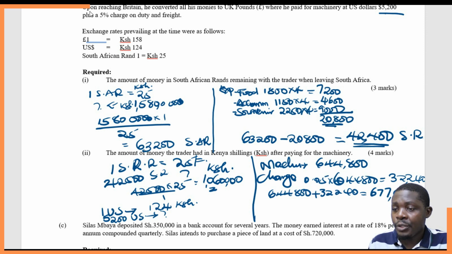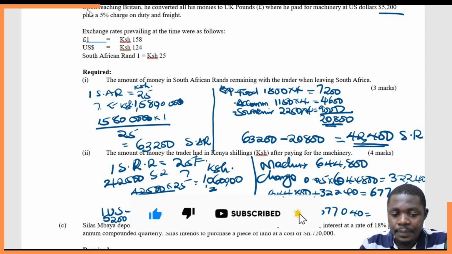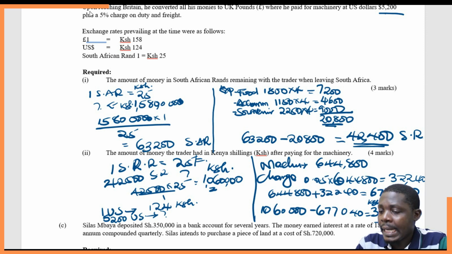That was 677,040. And the question, we are told the amount of money the trader had in Kenya shillings after paying for this particular machinery. Now in that case we are just taking 1,060,000 minus 677,040. Minus the answer we have 382,960 Kenya shillings. That is the money he had after paying for machinery.